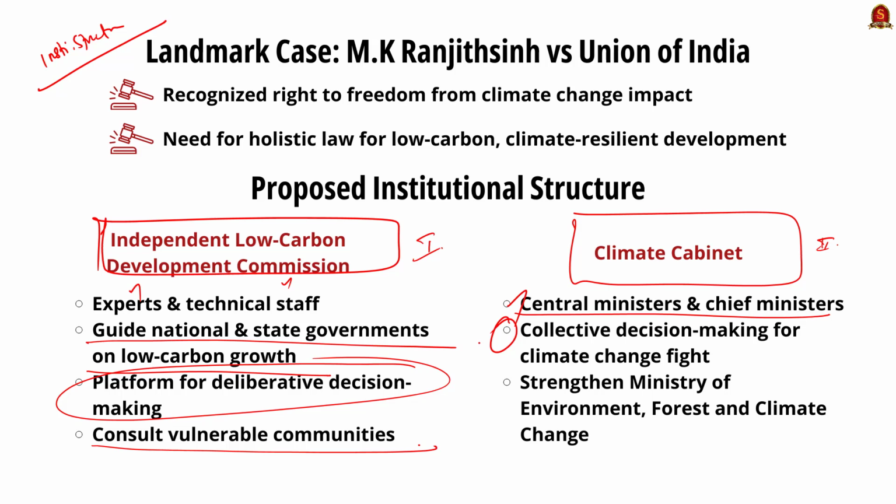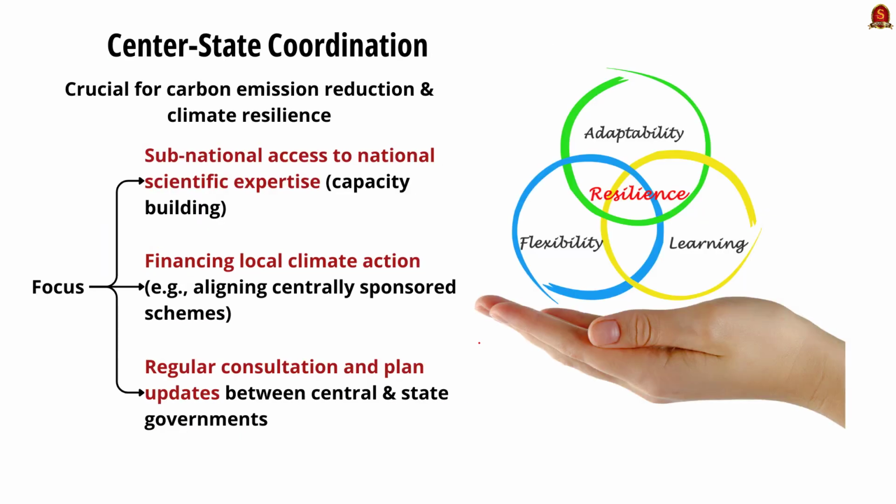To achieve a big goal like carbon emission reduction and carbon resilience, center-state coordination is essential because the state and local government plays an important role in many areas like agriculture, electricity, water. Therefore, according to the article, the law has to consider three changes.